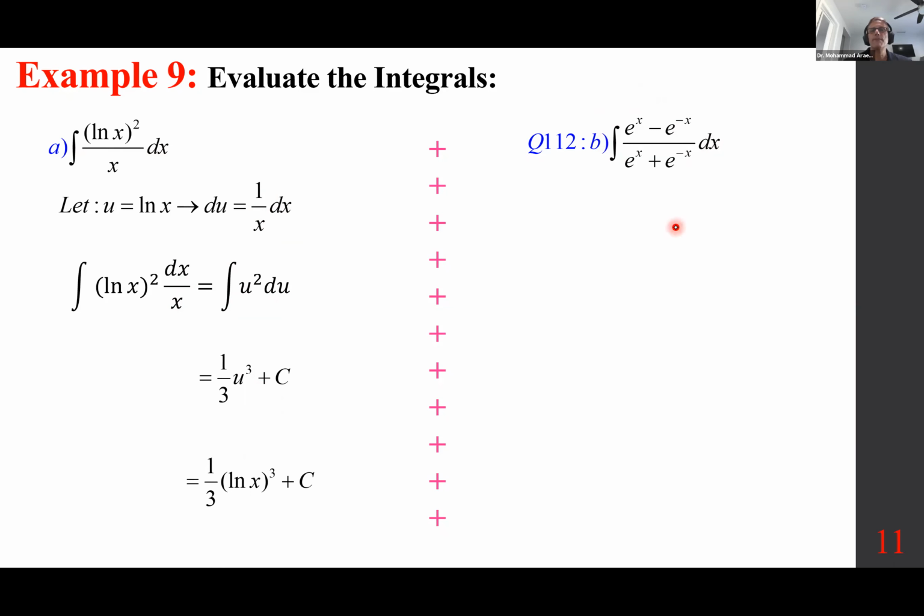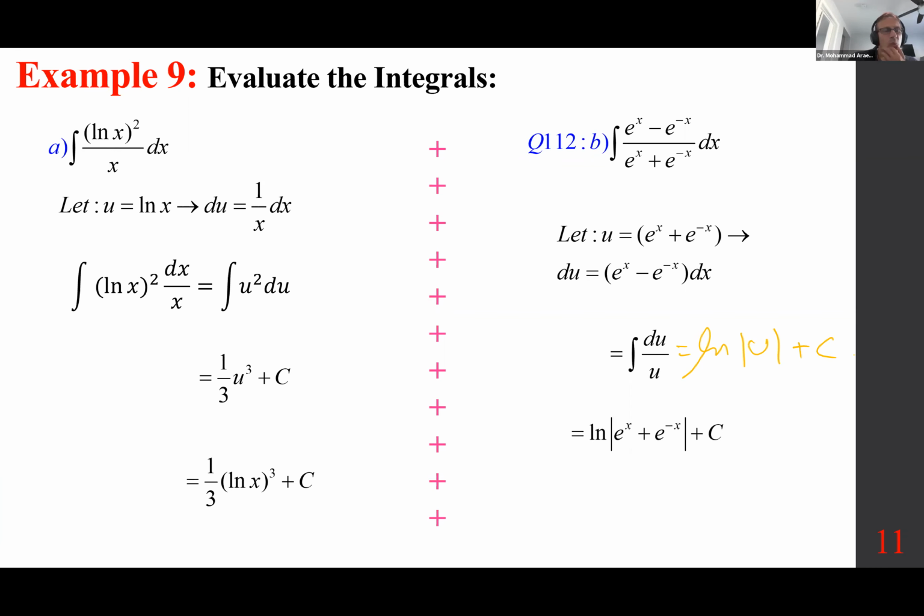A fractional expression. Try to simplify. We cannot. Notice the derivative of the bottom. The derivative of e to the power of x plus e to the power of minus x is e to the power of x minus e to the power of minus x. So the derivative of the bottom is the top. So if this is u, this 1 times dx is du. And therefore you have the integral of du over u, which results in a natural log of u plus a constant. Replacing the u will give us the final answer.